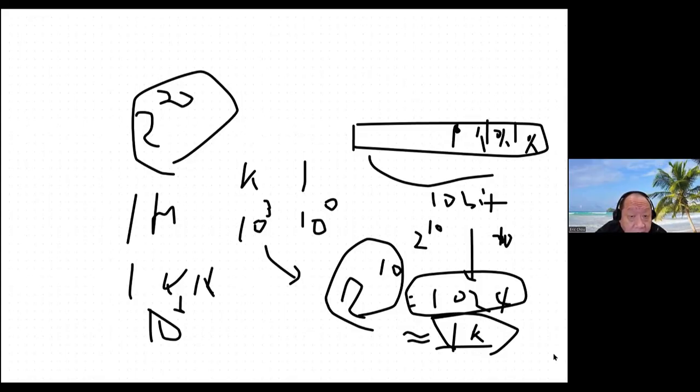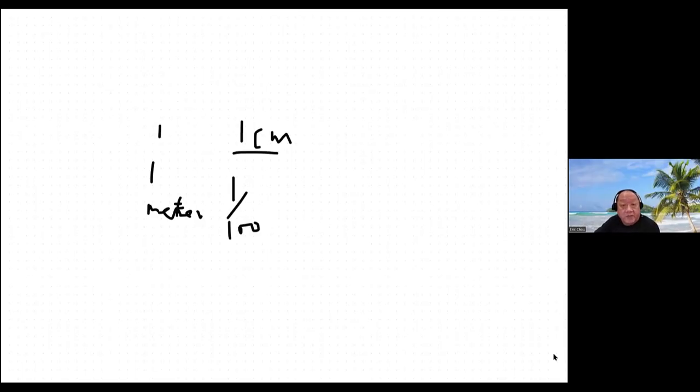Now, small numbers, you also need to remember them. So let's assume this is a meter. Okay, meter is 1. So 1 centimeter, how many meters is 1 centimeter? It's 1 over 100, right? Yeah. 1 millimeter is 10 to the power -3. Okay, so centi and milli, you need to remember.